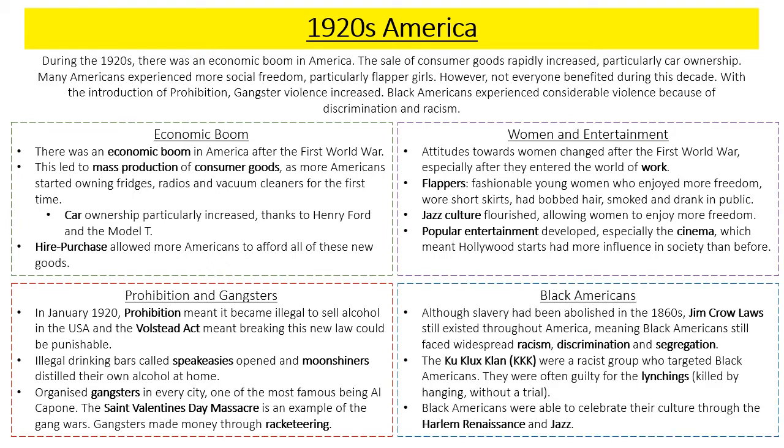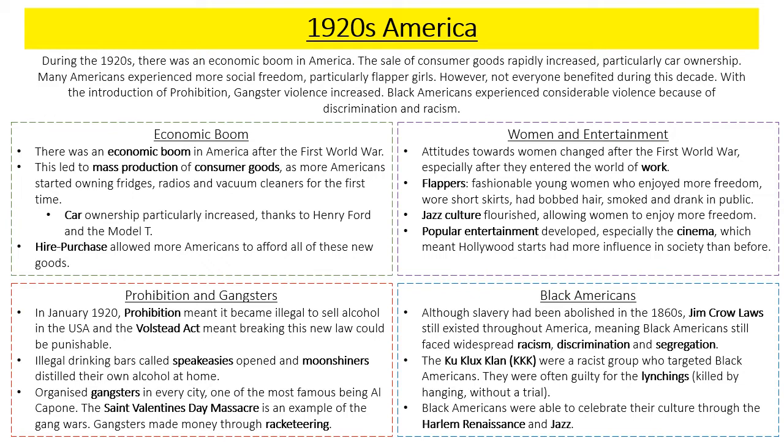When we look at 1920s America, it's also important to think of the experiences of Black Americans. So, although slavery had been abolished in the 1860s, Jim Crow laws still existed throughout America, and these laws would operate in different states, and they ensured that Black Americans still faced widespread racism, discrimination, and segregation throughout the country. So just because slavery had officially ended, we need to remember that those ideas of racism are still embedded in people's minds. They don't just go away just because slavery had become illegal.